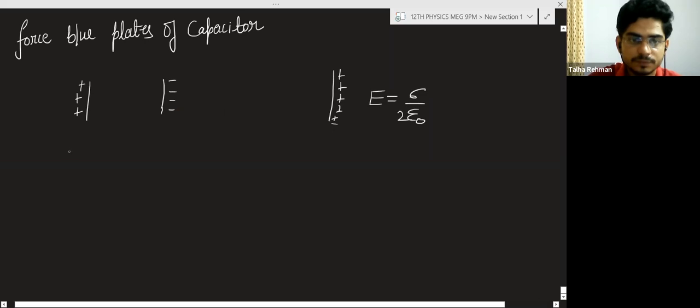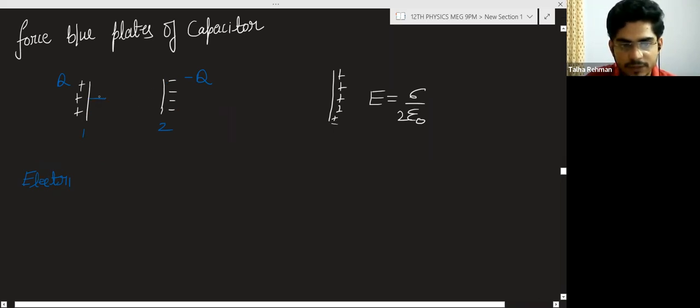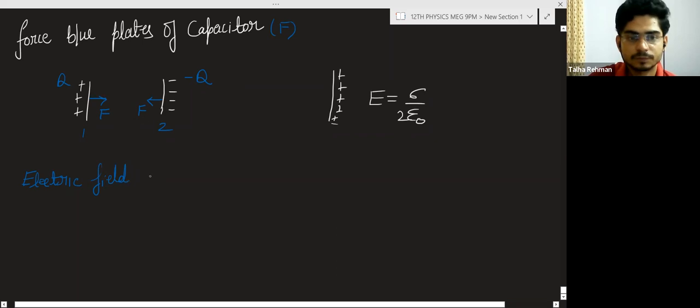So you can write here, I am supposing this as plate 1, this is plate 2, and this has a charge Q and this has a charge minus Q. These plates have equal charge, so they will attract with equal force, and this force I am representing as F, force of interaction between two plates. Electric field due to plate 1, the value is constant everywhere. This is E equal to sigma by 2 epsilon naught.